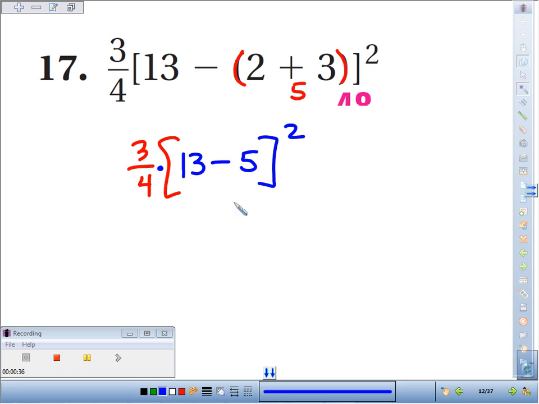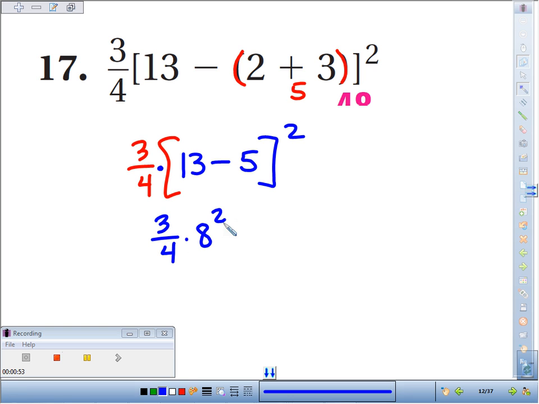Now, we still have to follow GEMDAS. We've got another grouping symbol. We have to evaluate 13 minus 5 in the grouping symbol. So we've got the 3/4 outside. Inside this grouping symbol, 13 minus 5, that gives me 8. And then I'm supposed to square whatever that gave me. So I've got 8 squared.